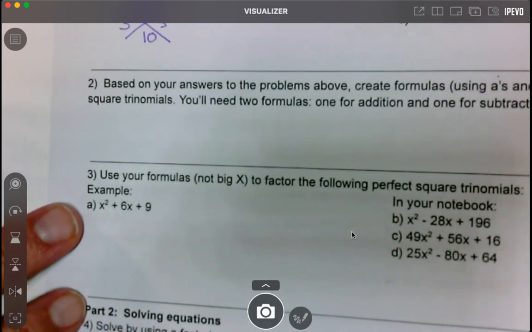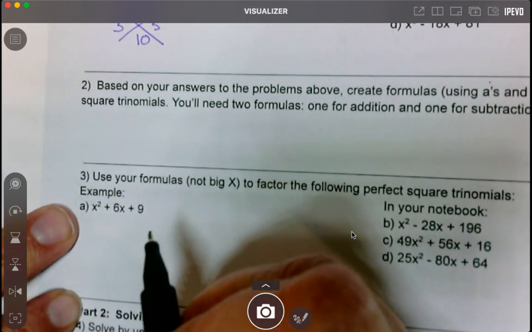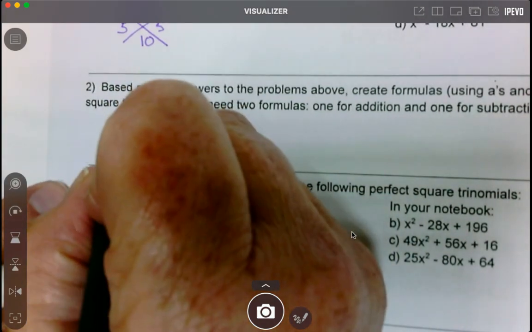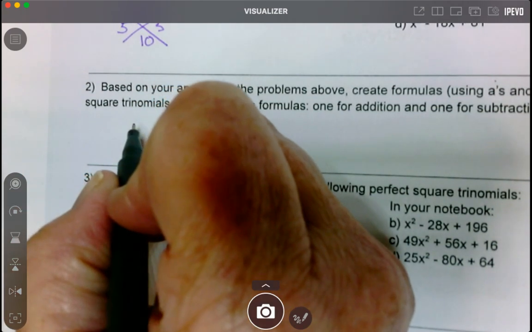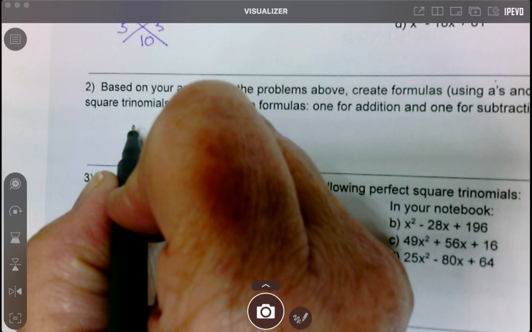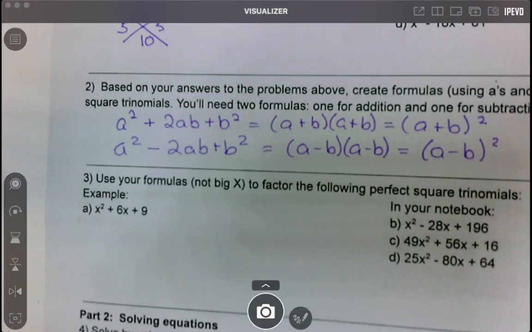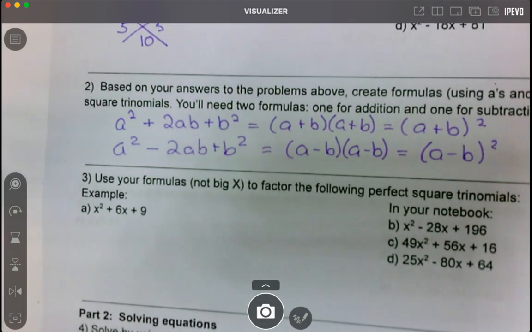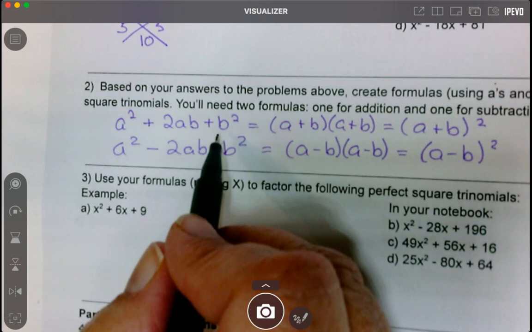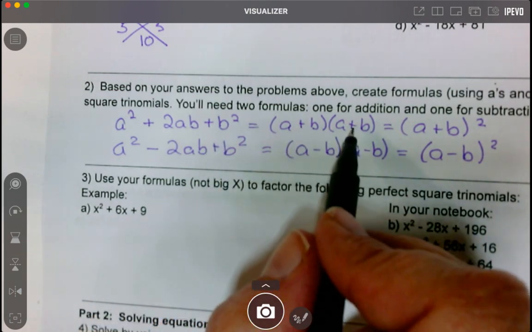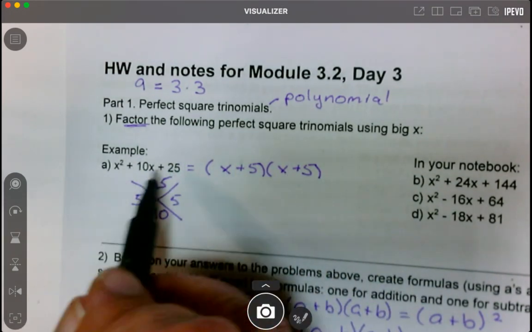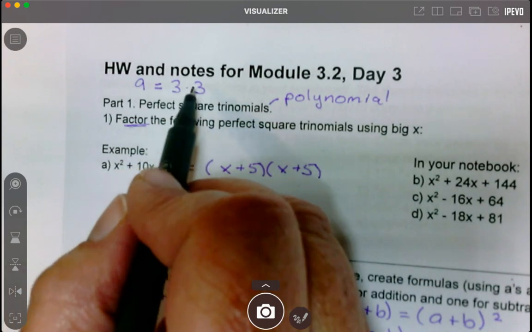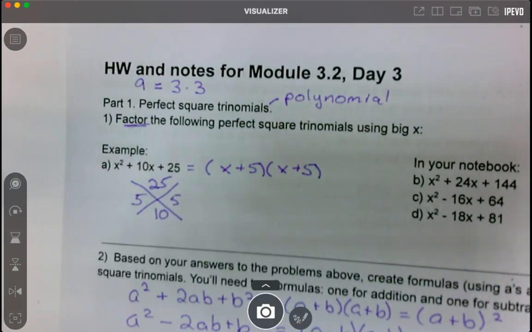Okay, you are supposed to create formulas for number 2. I believe we already did this on the previous page. So we can rewrite these, and if we rewrite these, they would look like this. And notice this is a perfect square trinomial because it can be expressed with two identical factors. Just like these two factors are identical, so this is a perfect square trinomial. Just like these two factors are identical, so 9 is a perfect square.